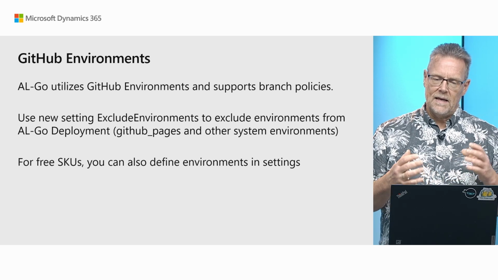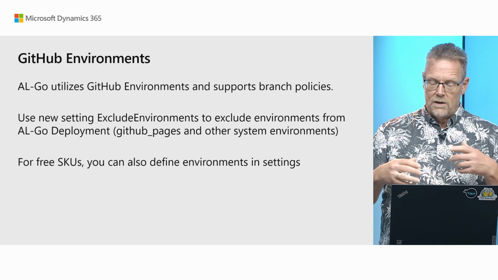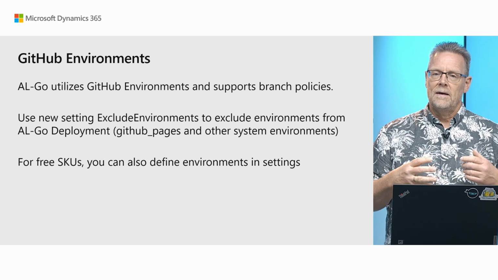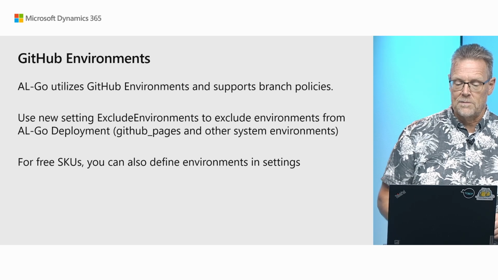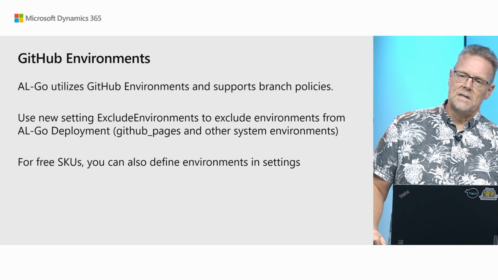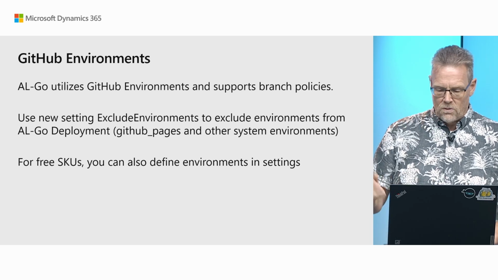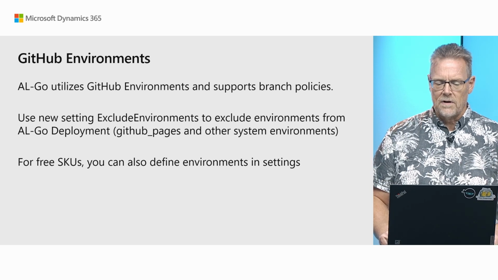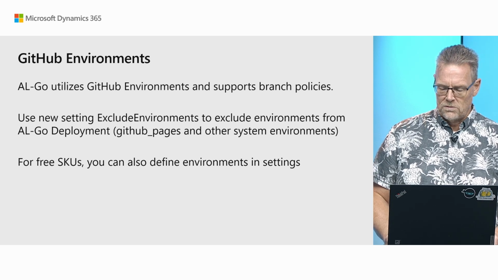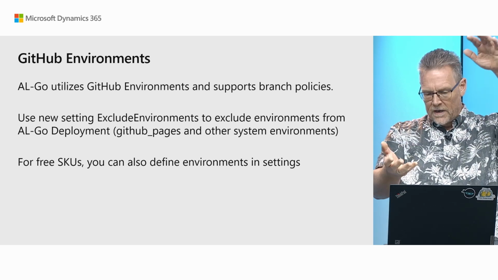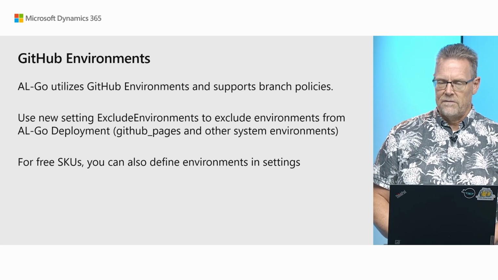And lastly, if you have a free SKU, like the free GitHub, and you have private repositories, environments are not available in private repositories in the free GitHub SKU. Then you can define the environments in settings. So you have basically a setting called environments, where you can list the environments that you have. So that is the definition of the environments that you want to deploy to: the list of GitHub environments plus the list of environments in settings minus the environments you have in exclude environments.